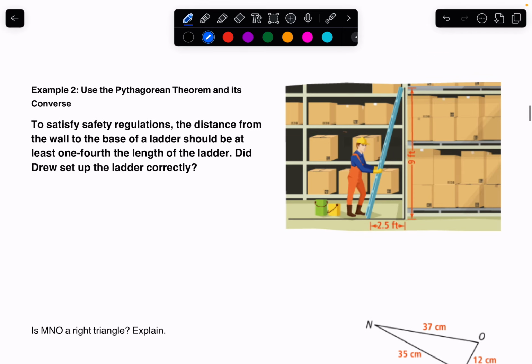We're going to come down here, and we're going to use the Pythagorean theorem. So we've got this: to satisfy safety regulations, the distance from the wall to the base of the ladder should be at least 1/4 the length of the ladder. So this distance right here, 2.5 feet, should be at least 1/4 the length of the ladder. We want to figure out if Drew set up the ladder correctly, which means, of course, that we're going to need to find the length of the ladder.